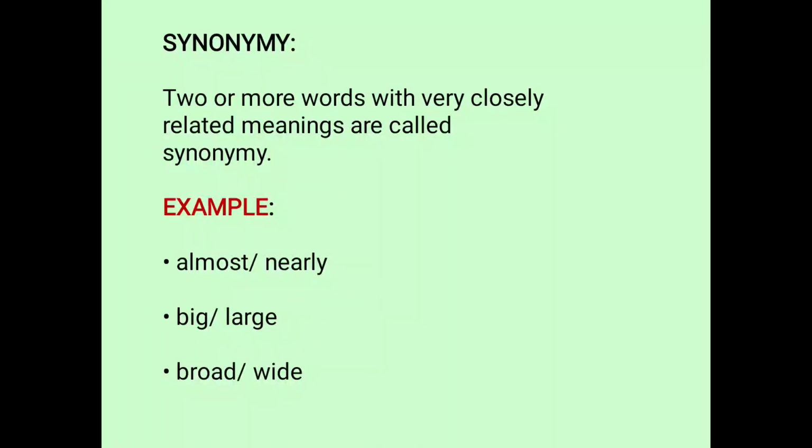So the first semantic relation is synonymy. Synonymy is when two or more words with very closely related meanings are called synonymy. Means that the words whose meanings are very closely related. For example, almost or nearly, they have very closely related meanings. Then big, large, broad, wide.